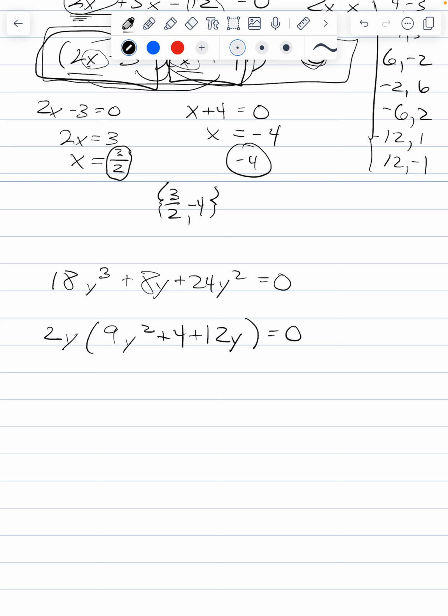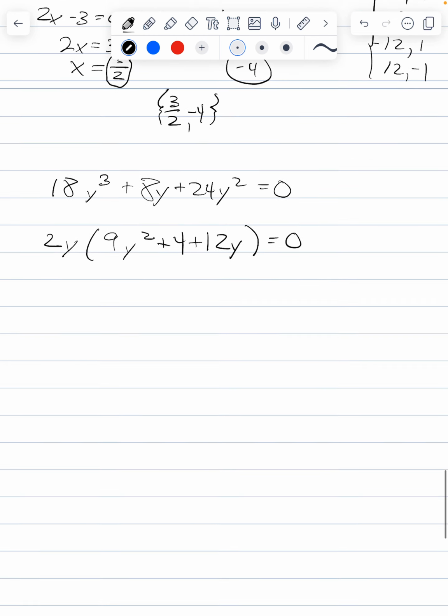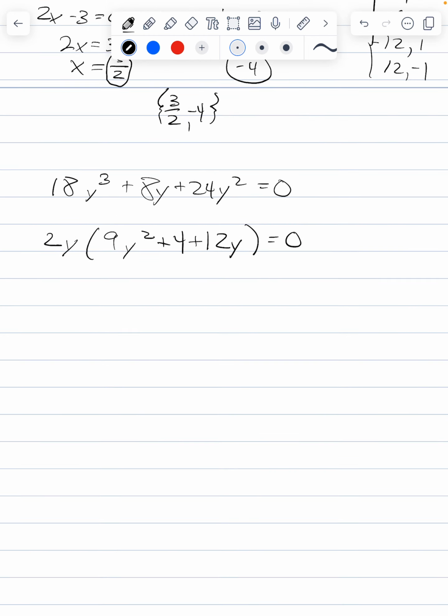I'm looking at my chicken scratch again, trying to read what I did here. Yeah, I did that right. Okay, good. So now this isn't in standard form. Let's make it in standard form. The 9y squared is in the right place, but this 12y should be in the middle, and our constant should be the last term. That makes it easier for you to recognize how to factor it.